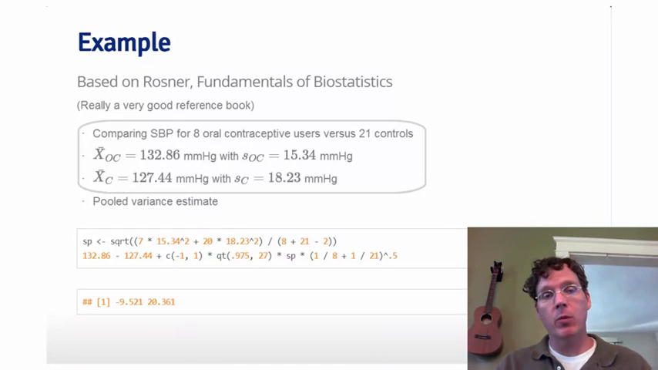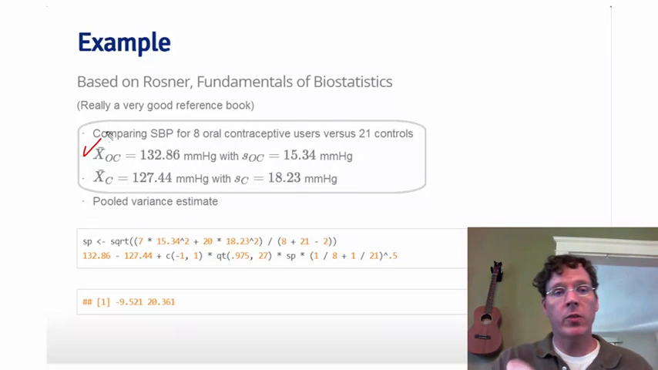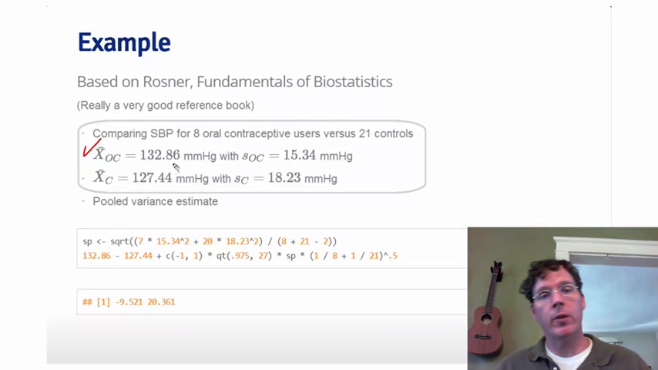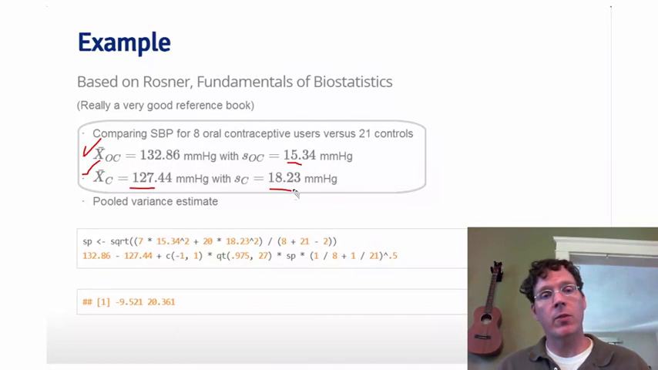In one of the examples from this book, they're comparing 8 oral contraceptive users to 21 controls with respect to blood pressure. For the oral contraceptive users, they got an average systolic blood pressure of 133 millimeters of mercury with a standard deviation of 15, and a control blood pressure of 127 with a standard deviation of 18.